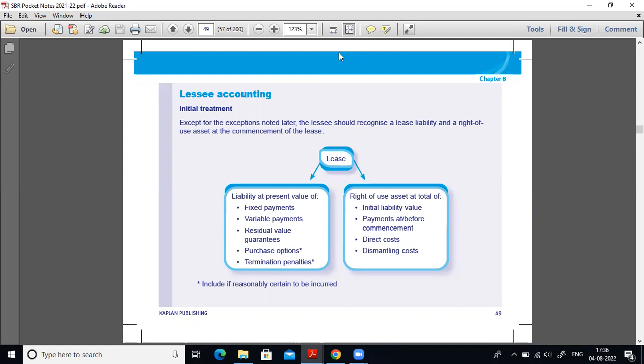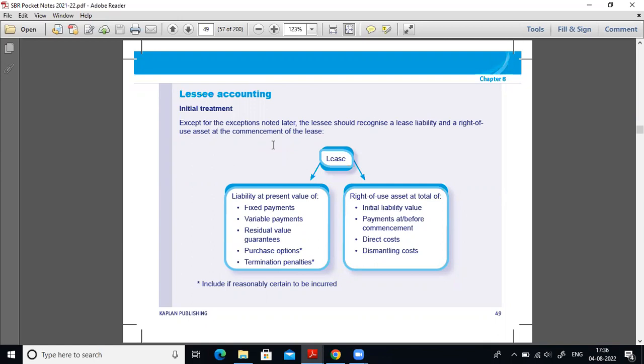Now, lease liability is measured at present value. Normally, the lease liability is computed by considering the lease rentals which are payable by the lessee, and we need to convert those future lease rentals into present values. While considering the present value of the lease liability, we need to consider the fixed payments. Fixed payments are nothing but, at the time of entering into the lease agreement, the amount the lessee agreed to pay to the lessor.